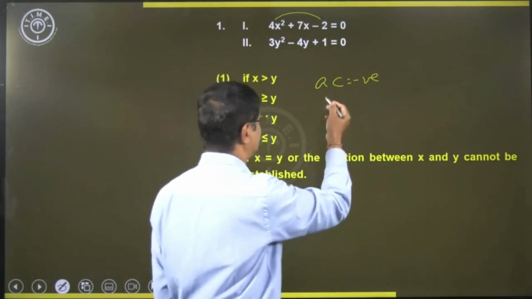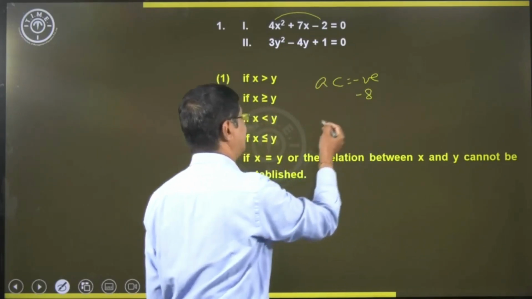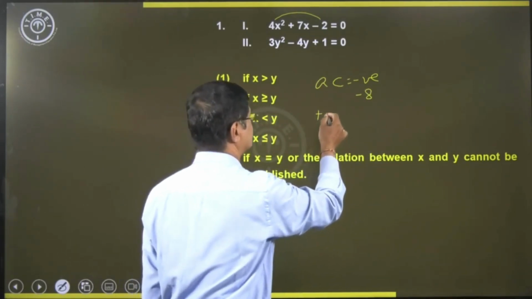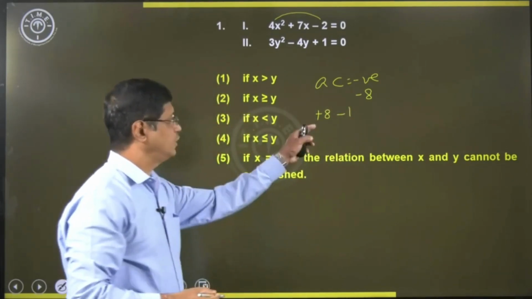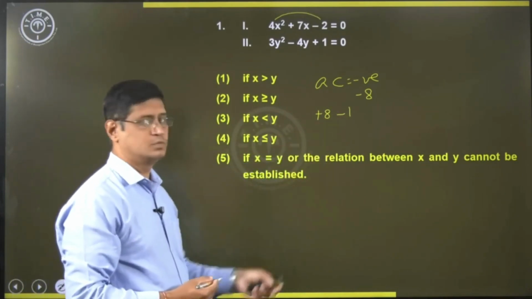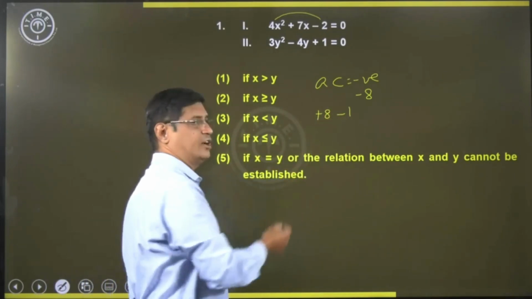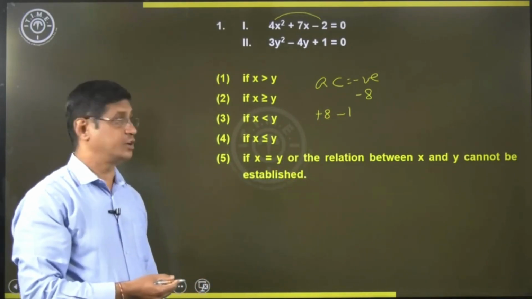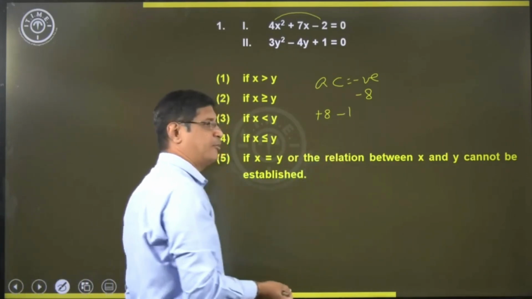So what are the values here? 4 into 2, that is minus 8. So minus 8 we can express as plus 8 and minus 1. The product of these two is equal to minus 8, and by adding these two, plus 8 and minus 1, what is the value? It is a positive 7, that is the middle number. The factors are 8 and minus 1.